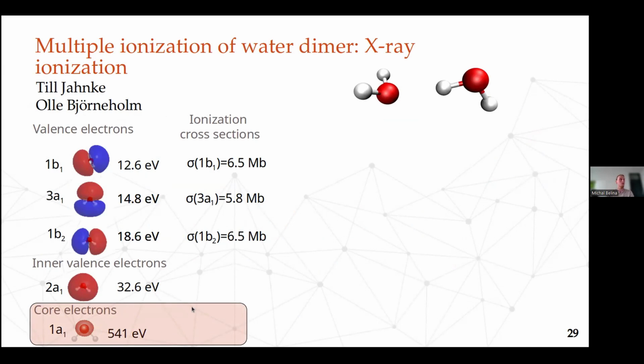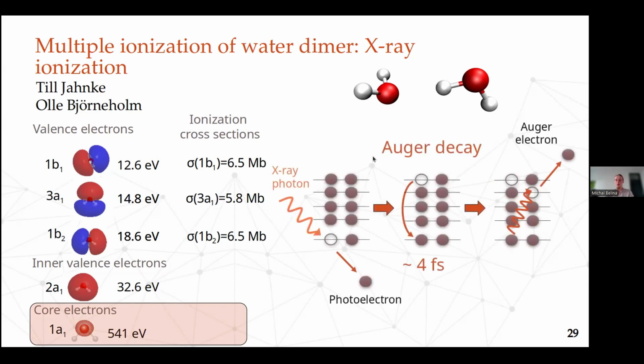Especially, we are interested in ionizing these electrons, and to get photon energy high enough, one needs X-ray photons, and for this you need the 3 kilometer long X-ray free electron laser. So what's happening after the ionization of this core electron is the so-called Auger decay.